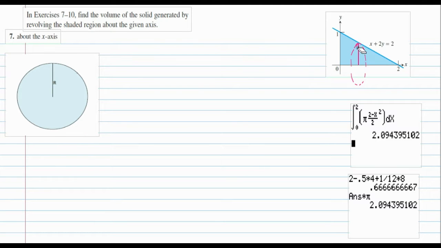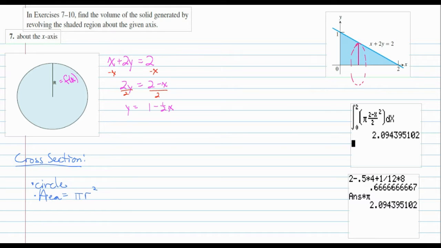And as you can see, the radius is again just the height of the curve here, no matter where we are in our cross sections along this cone on the x-axis. So the cross section is a circle whose area is pi r squared. Now we just need to identify what r is. Well, r is our function, the height, the y value, which is going to be, x + 2y = 2. So we got to solve that for y. So I get 1 - (1/2)x. So now the area is going to be pi times radius squared, where the radius is 1 - (1/2)x.